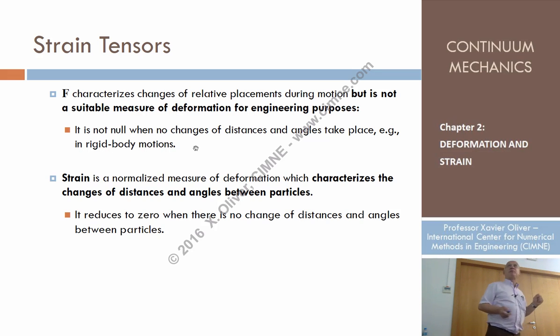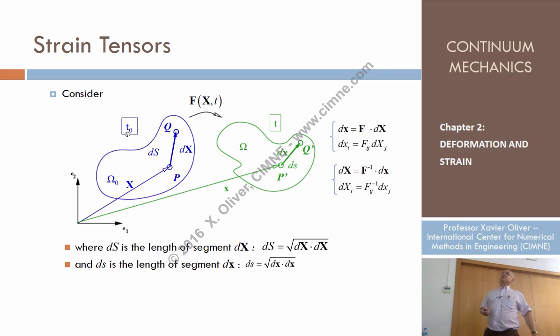And we have to distinguish between the words strain, change of distances and angles, and deformation, more general, change of relative position. So in other words, we don't have enough information given just the deformation. We need something that informs about the changes of angles and distances between particles. That is the strain. Let's see how we approach the concept of strain, please.